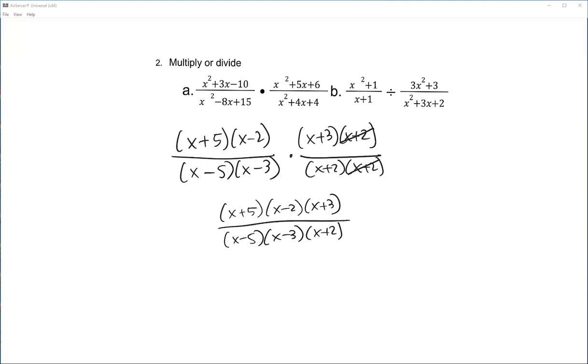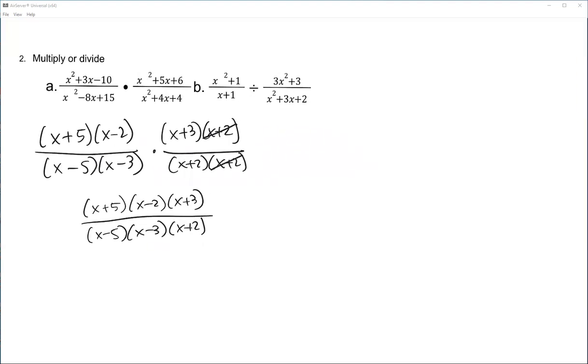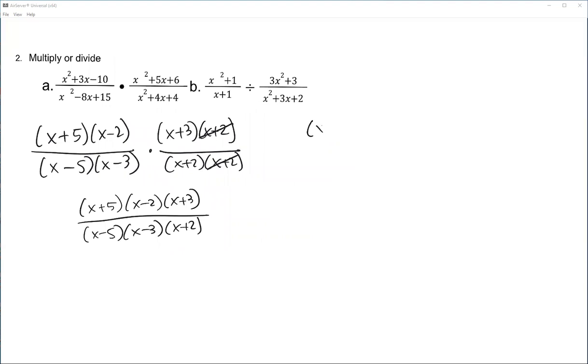Letter B. You have x squared plus 1. Be careful because again, this is not the difference of squares. Okay, it's the sum of squares. So you can't factor this part out. This is x plus 1 times, I'm going to flip over the fraction. And then it's going to be x squared plus 3x plus 2 over 3x squared plus 3. So I just flipped it over for now.